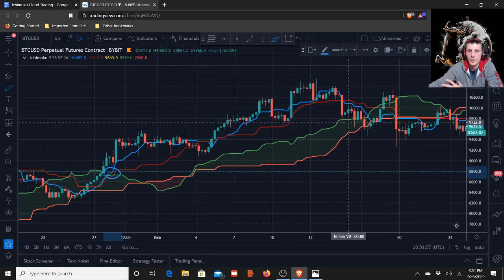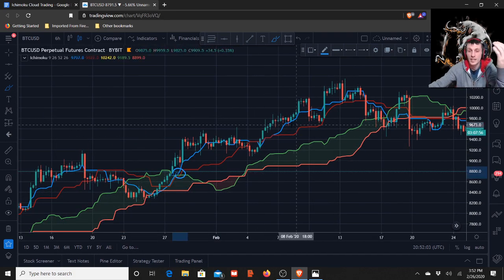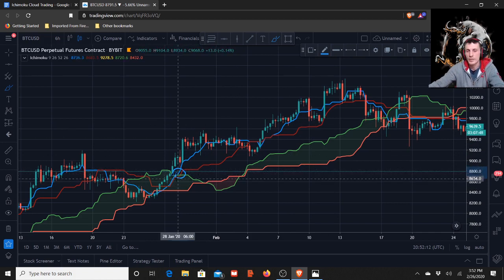So by doing this and doing the cloud breakout strategy and letting your winners ride, you've got to let them ride. If I trade the cloud, this is how I'm trading it. I'm waiting until we break above or below the cloud, whether I'm longing or shorting, and then I will let it ride all the way until we cross the line.